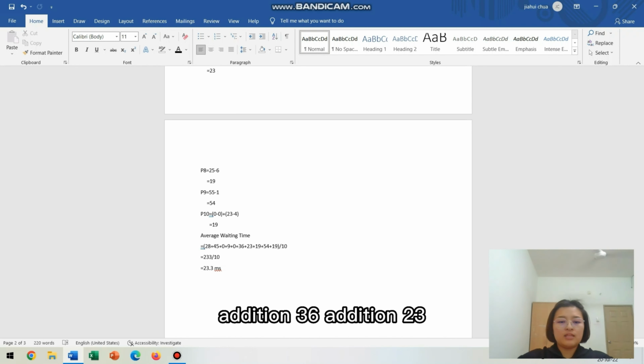Average waiting time: 28, additional 45, additional 0, additional 9, additional 0, additional 36, additional 23, additional 19, additional 54, additional 19 is 233. Divide by 10 is 23.3 milliseconds.